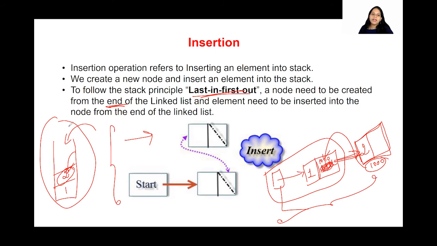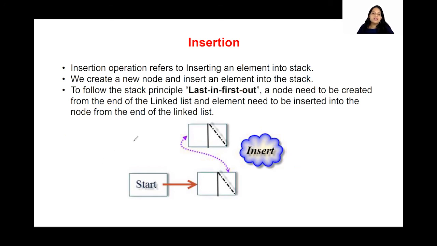We already have 1 and we are pushing 2. But actually in a linked list, what is going to happen? We have a node here. We are going to create another node and store whatever data item we are pushing into the stack, and get it linked to the end of the linked list. Clear? Now, the next operation which we are going to perform is deletion.